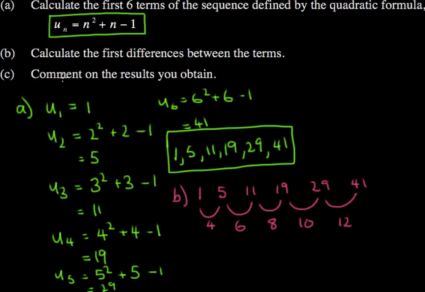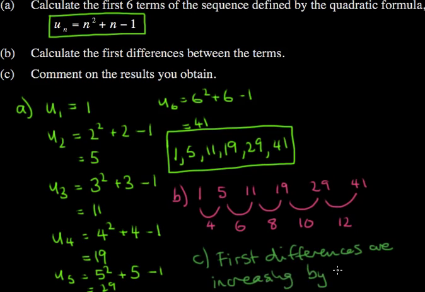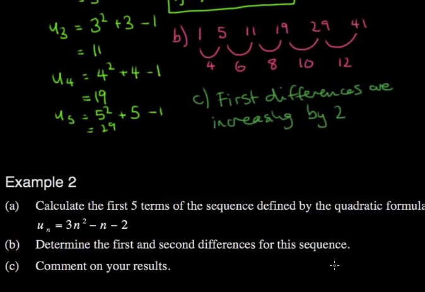Now, part C is then asking for you to comment on the results you obtain. So what comment could we make about these? Well, we would notice that the first differences are increasing by 2 every time. So the first differences are increasing by 2. I wonder how that affects things for the next example.